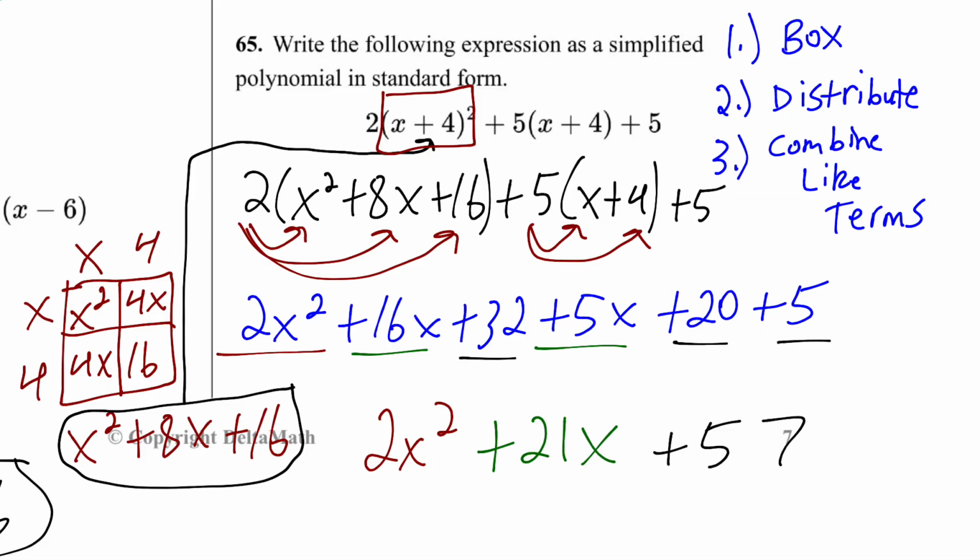Next up, I distribute. 2 times all of these, rewrite it. 5 times these, rewrite it. Don't forget to bring down the plus 5. Finally, I combine like terms. I start by looking for my x squared terms. There's only one. Let's bring it down. I see a 16x and a 5x. Add them together, 21x. 32, 20, and 5 combine to give me 57.